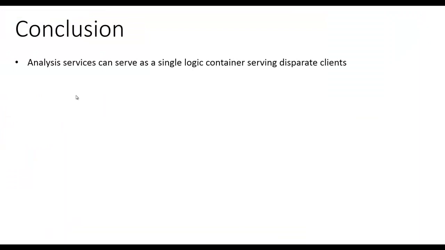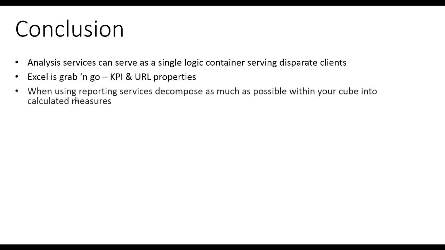Conclusion: analysis services can serve as a single logic containing several disparate clients, so we only need to tweak the logic at one place and multiple clients can profit from it. Excel is grab and go. When you define KPI and URL properties, it will immediately take it, just like many other tools. And when using reporting services, you should decompose your calculations as much as possible. And with actions, you also need to specify a calculated measure, which we've seen with the URL action.